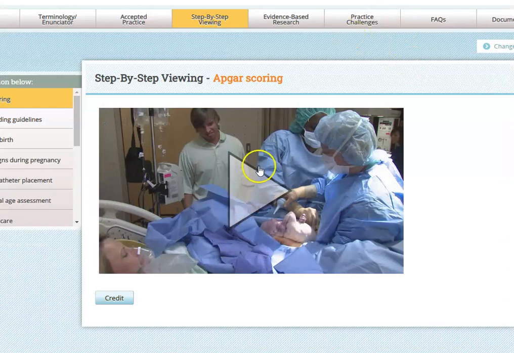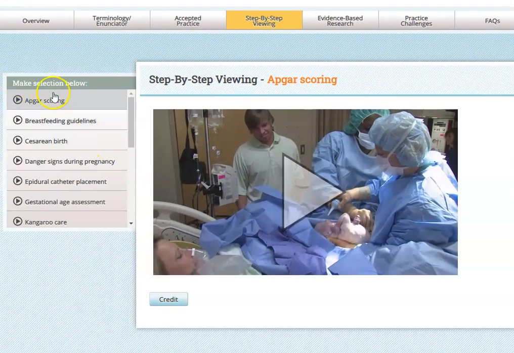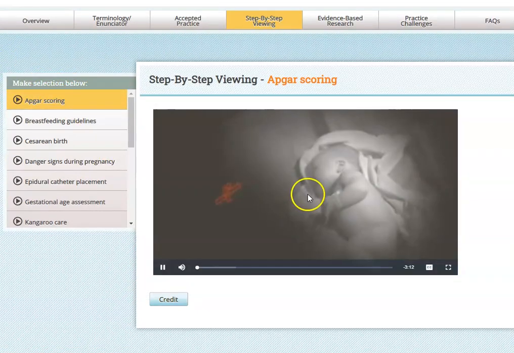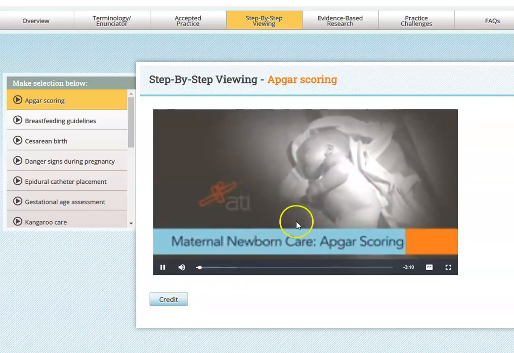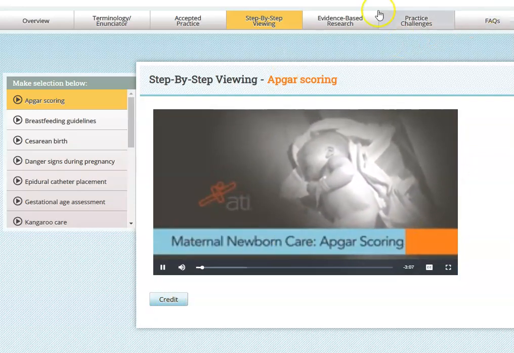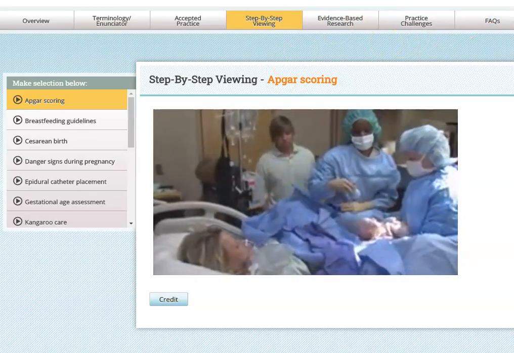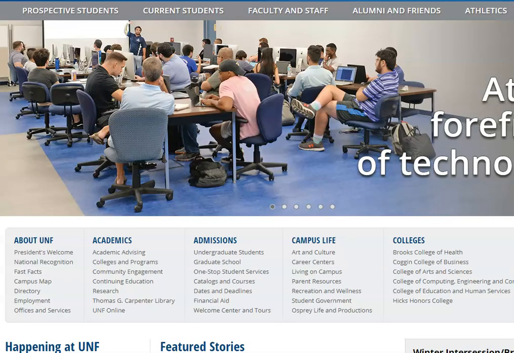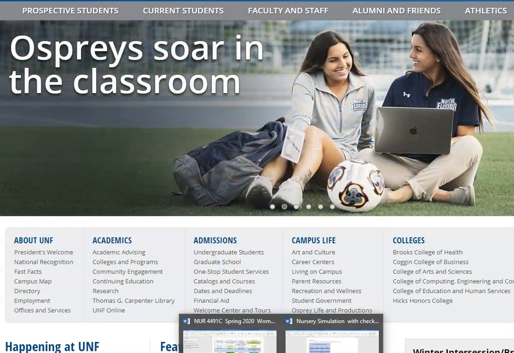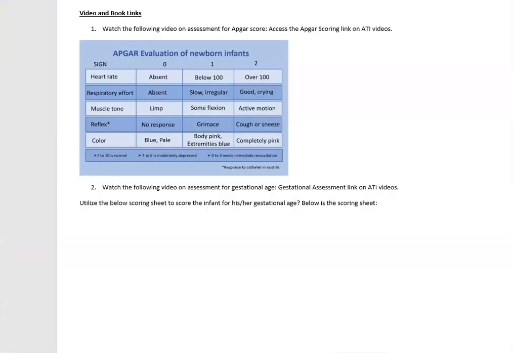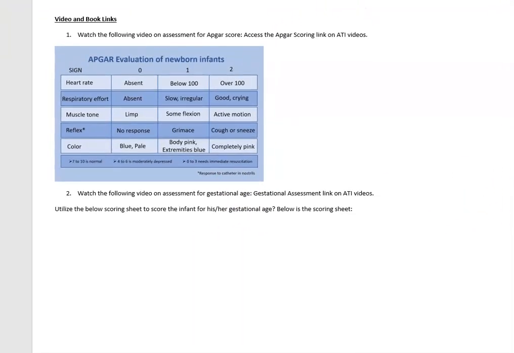When we look at our skills from ATI, let me move this over a little bit for you, we can see that they have the APGAR scoring link right here. And all you have to do is press it, and it will give you complete information about the APGAR score in 3 minutes or less. So we want you definitely to look at these links.